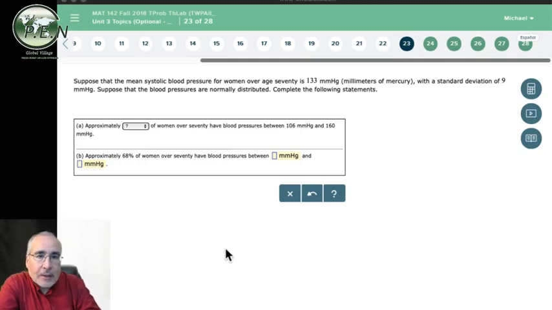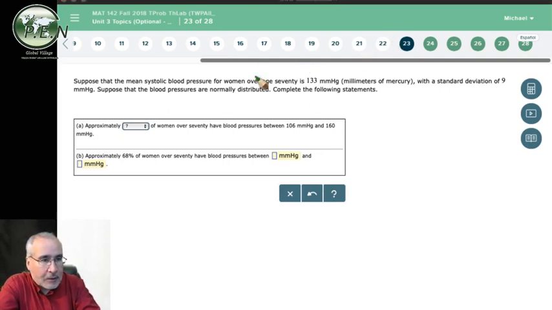Question 23. Again, let's look at what the questions are. Approximately blank percent of women over 70 had blood pressures between that. And then let's click on what it wants. It wants percentages. Okay, so we're getting into the normal curve stuff. And then approximately 68% of women over 70 had blood pressures between these two levels. Okay, we have an idea of what we're going to need to do.